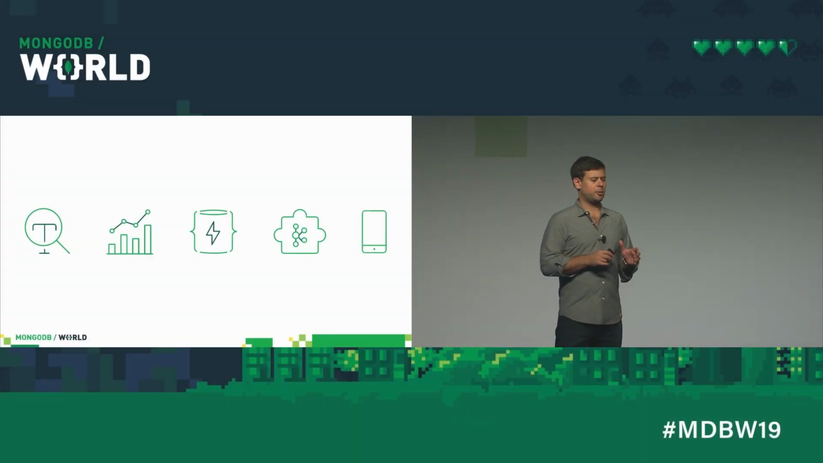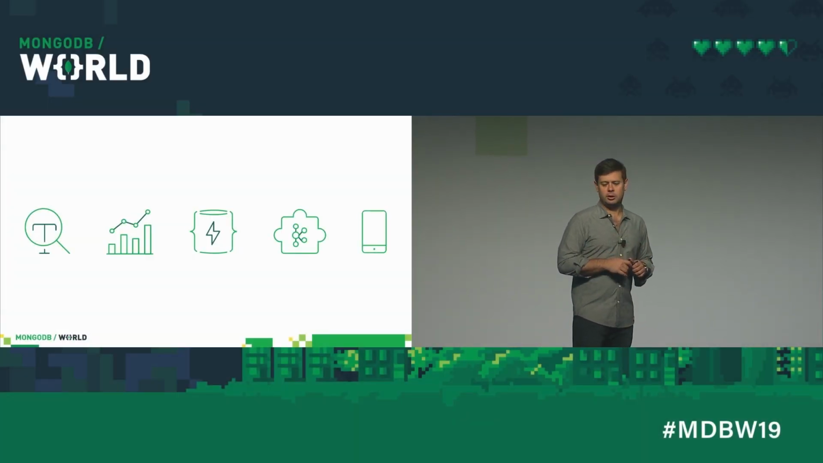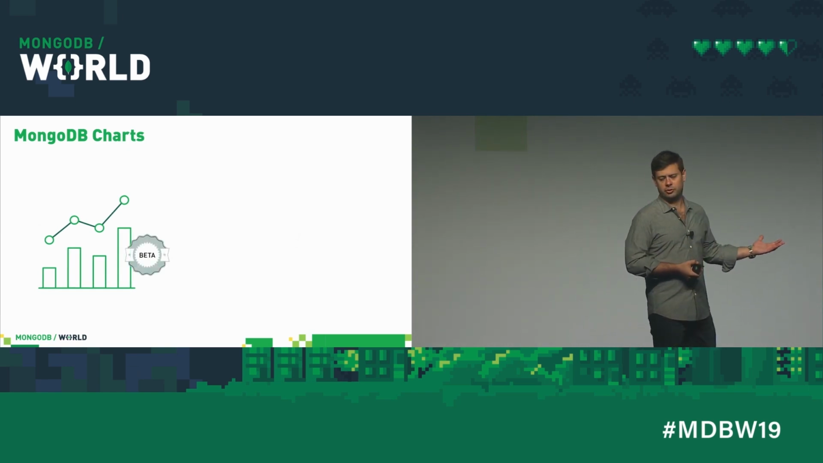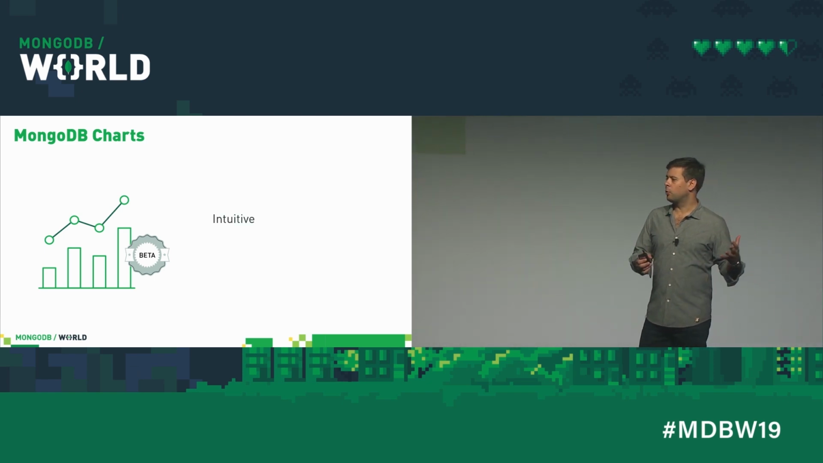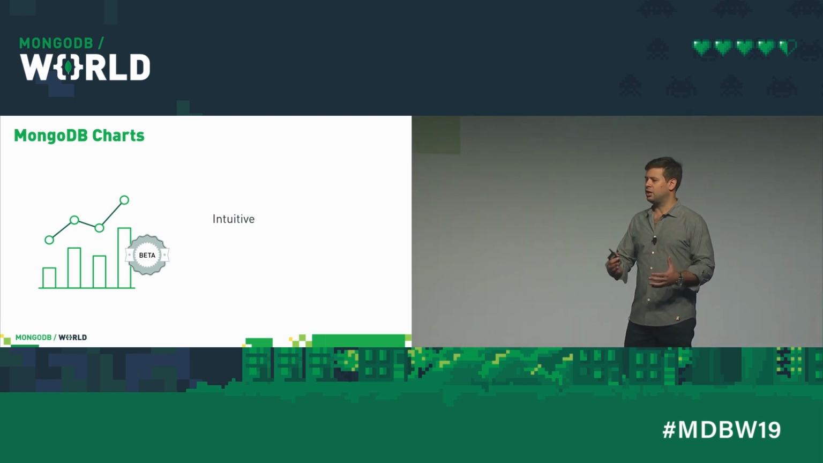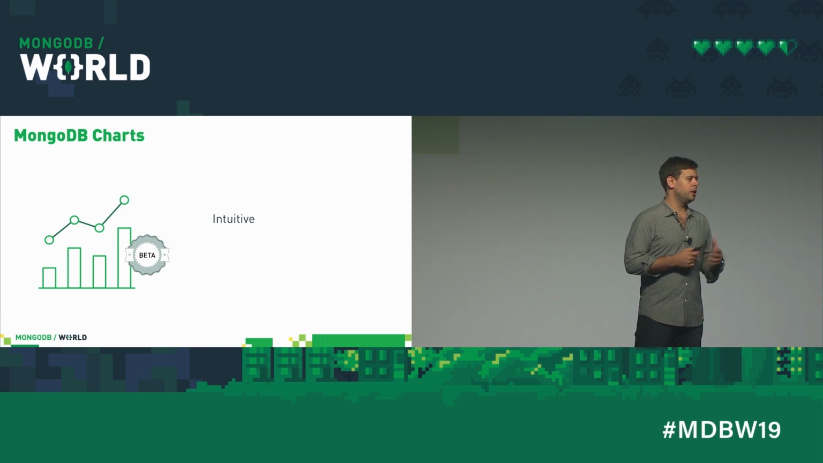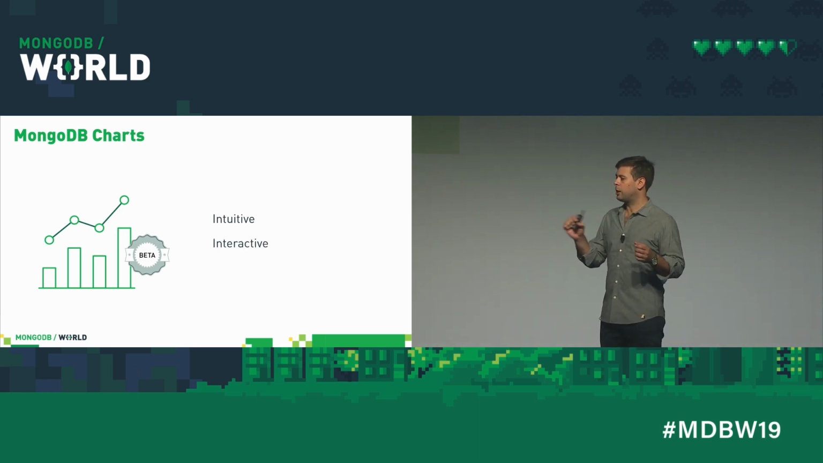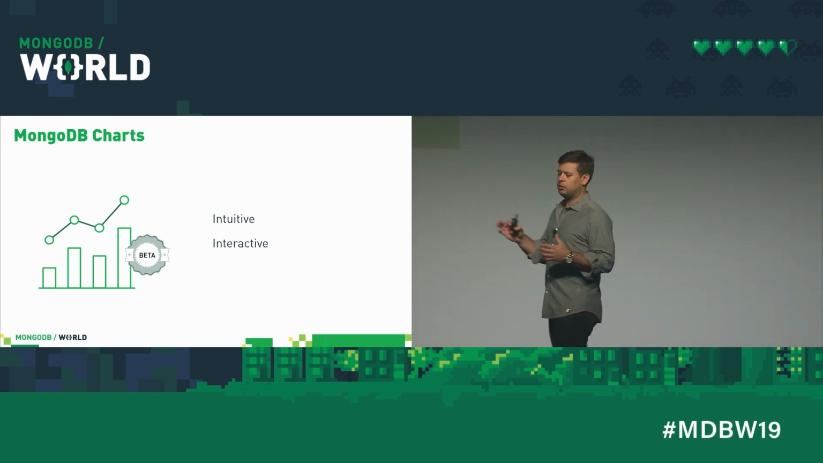So the first thing we're going to talk about this morning in this area is MongoDB Charts. MongoDB Charts, the product we released in beta previously, is the most intuitive way to build charts and dashboards off data sitting in MongoDB. It's fully interactive. You drag and drop fields. You build charts. Your users can actually interact with them, zoom in, pan, et cetera.